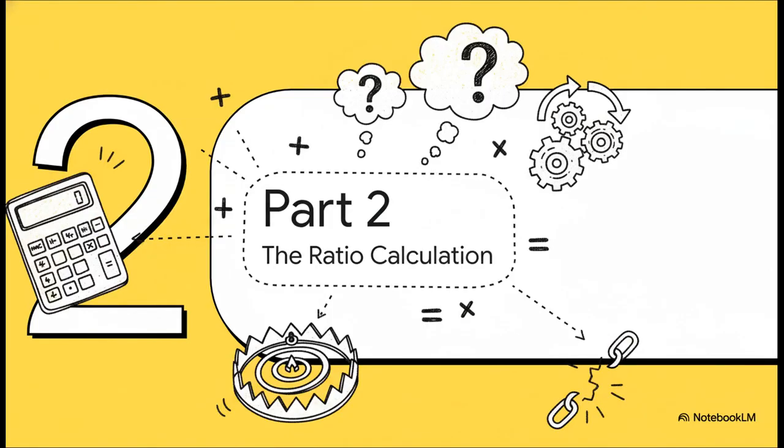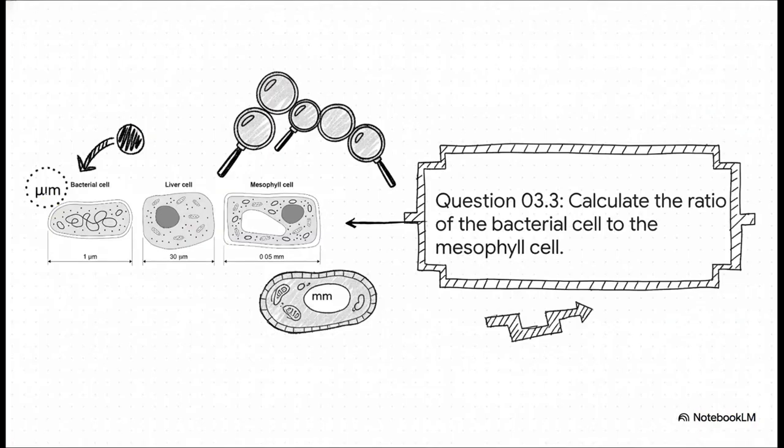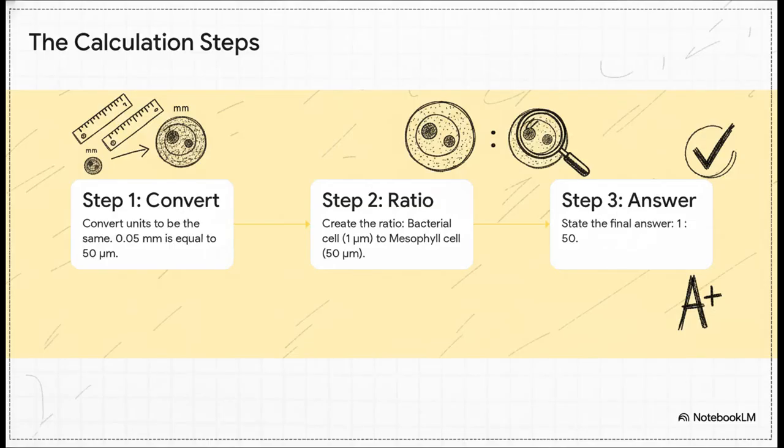All right, let's switch gears. Part 2 is a calculation question. You know, examiners love to throw these in, and often there's a little trick to watch out for. So the question asks for a ratio between the bacterial cell and the mesophyll cell. Now, look closely. Do you spot the trap? It's the units. The bacterium is in micrometers, but the mesophyll cell is in millimeters. If you just jump in and use the numbers 1 and 0.05, you're going to fall right into their trap. So how do we get the marks?